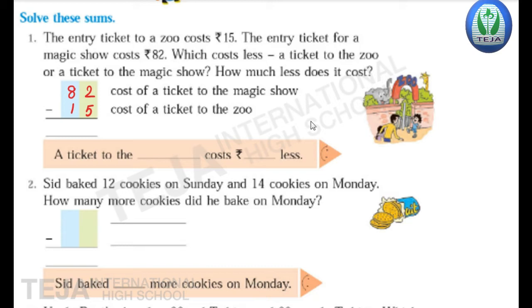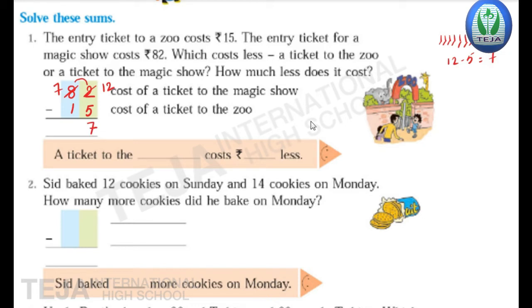So what do we have to do? Borrow 10 from 8. Now 2 will become 12 and 8 will change to 7. Now 12 minus 5, children, count after 5. We'll do the rough work here. 6, 7, 8, 9, 10, 11, 12. Now count the lines. 1, 2, 3, 4, 5, 6, 7. So 12 minus 5 is equal to how much, children? 7. Write 7 here.